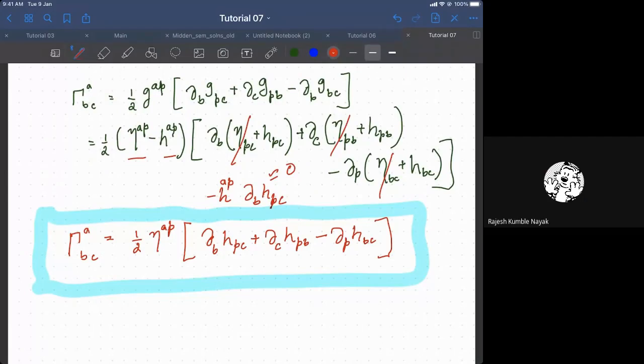Eta is constant, right? You mean this one here? Yes, all the three eta. Yeah, eta is constant. Eta is 1 minus 1 minus 1 minus 1. So differentiation of that is 0. So it is not that it cancels out, it is just 0.